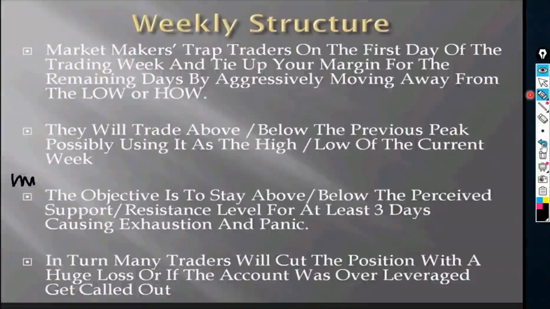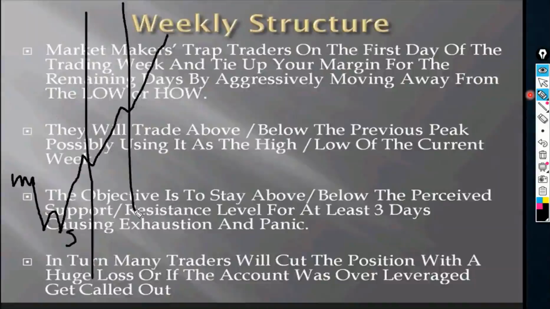So the objective is to stay above or below the perceived support and resistance level for at least 3 days, causing exhaustion and panic. Think of this: you enter a trade, sell EURUSD, you've entered at the low of the week. You enter a trade in here, you are a seller. They will make sure that price does not come back to the same low for 3 days. This is what will create the 3-day cycle. This will be day 1, day 2, day 3.